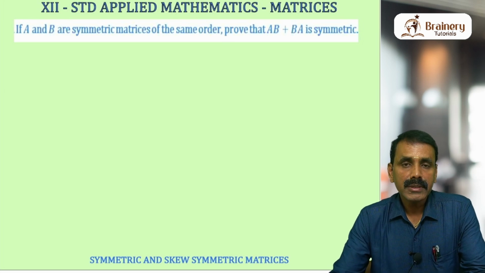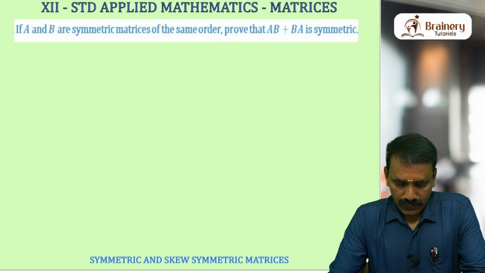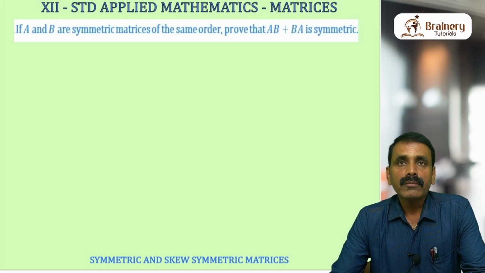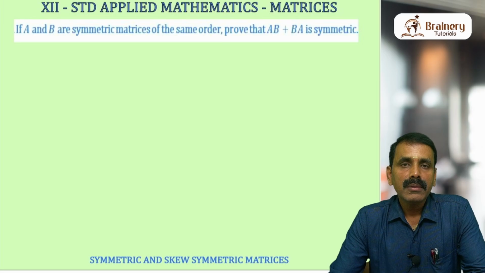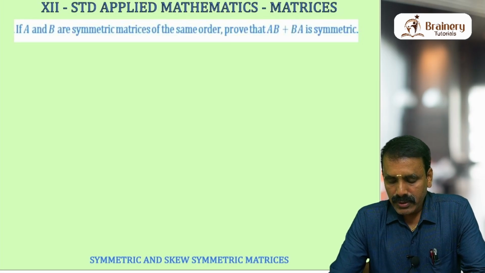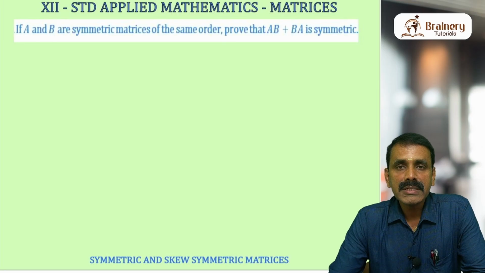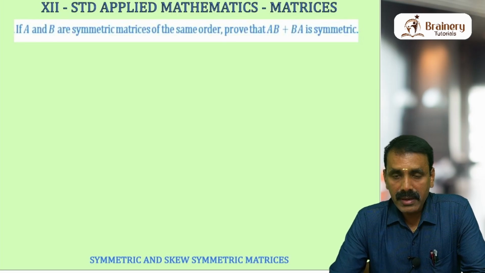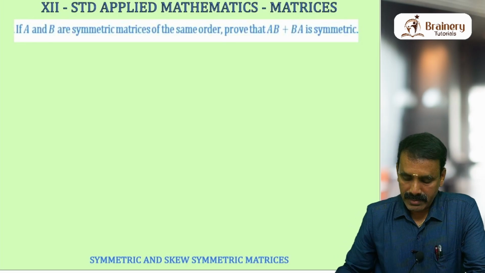Now consider this proof. If A and B are symmetric matrices of the same order, because a symmetric matrix should be a square matrix basically, but they are going to be of the same order. In such a case, we are supposed to prove that AB plus BA is also a symmetric matrix.